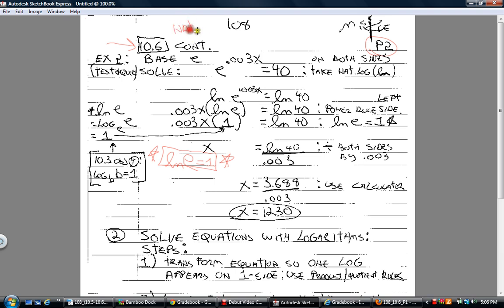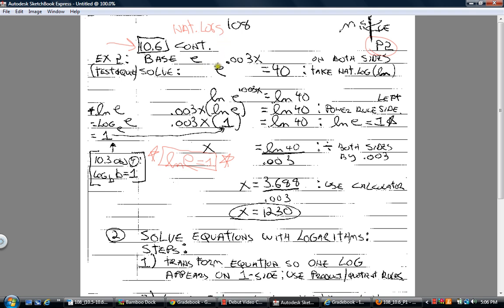The question is, how can we handle these? These ones, you need to take the natural log on both sides. I'd recommend you go that way here. So the first step was to take the natural log on both sides.